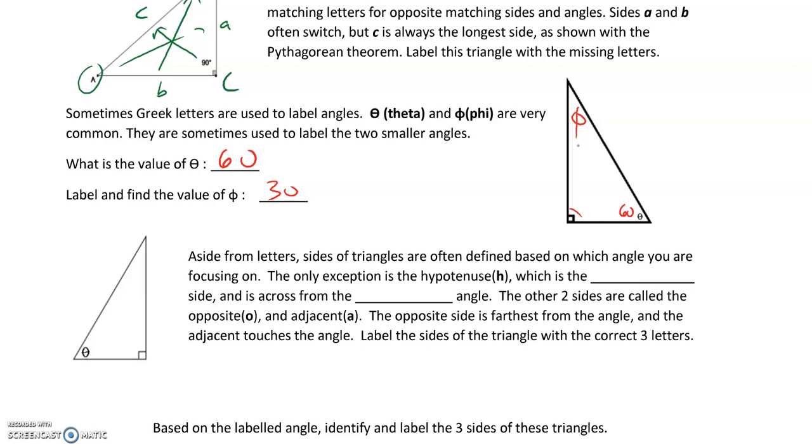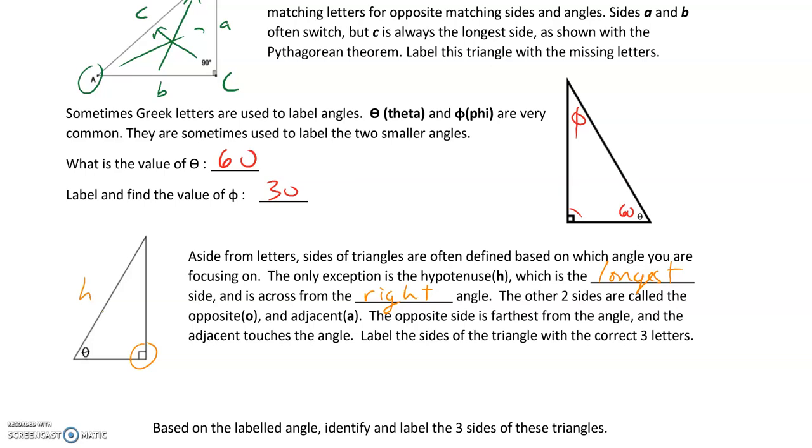Okay. Now, then it says, aside from letters, sides of triangles are often defined based on which angle you are focusing on. The only exception is the hypotenuse. If you remember before, the hypotenuse is over here, that one over there. That is always the longest side no matter what, and it's always across from the right angle. So here's my right angle right there. The hypotenuse, of course, is over there, and it's often labeled with an H.